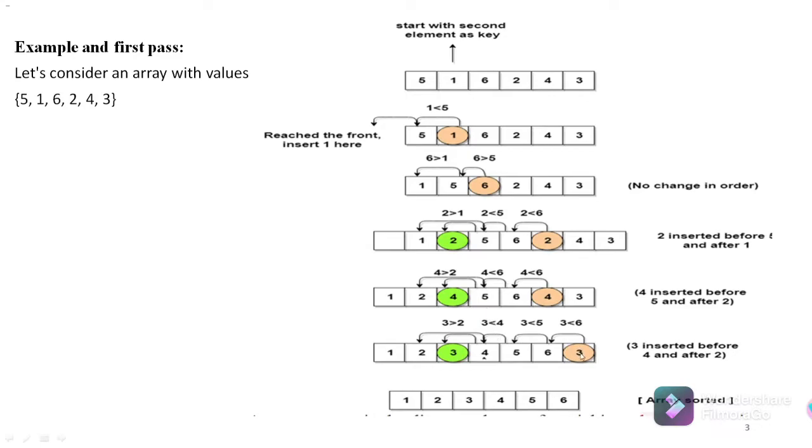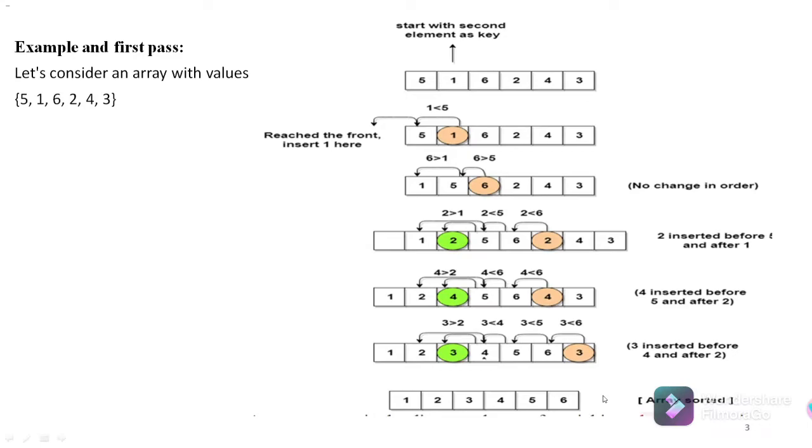And the last element is 3. 3 is compared with its previous element. 6 is greater than 3, so 6 should be shifted one step right, and 3 is compared with the element before 6, which is 5. 5 is greater than 3, so 5 also should be shifted one step right, and 3 is compared with the element before, 4. 4 is greater than 3, so 4 also shifted one step right. 3 is compared with 2, and it is greater than 2, so it is inserted after 2 and before 4. And the final list we are going to get is a sorted list.